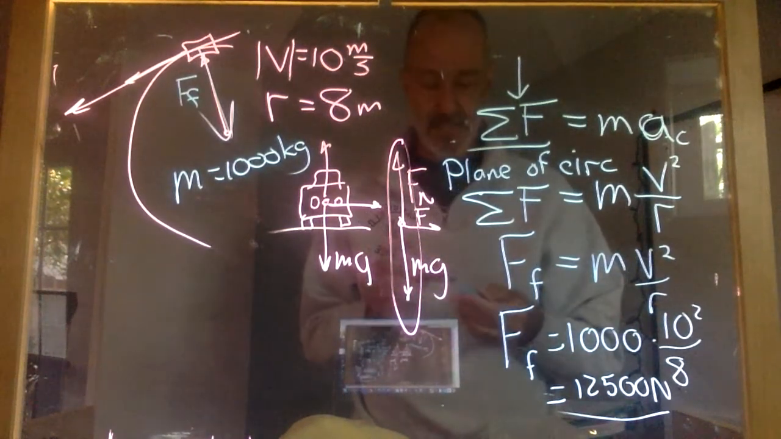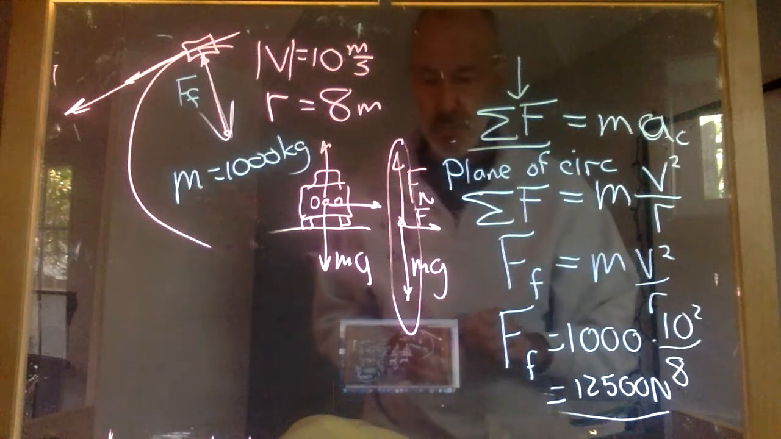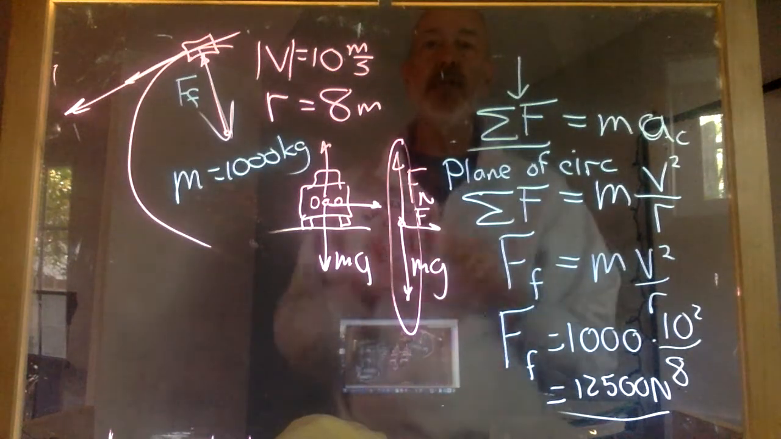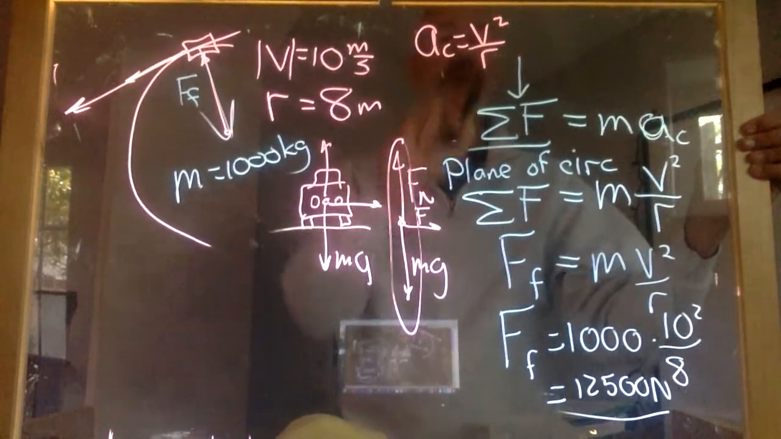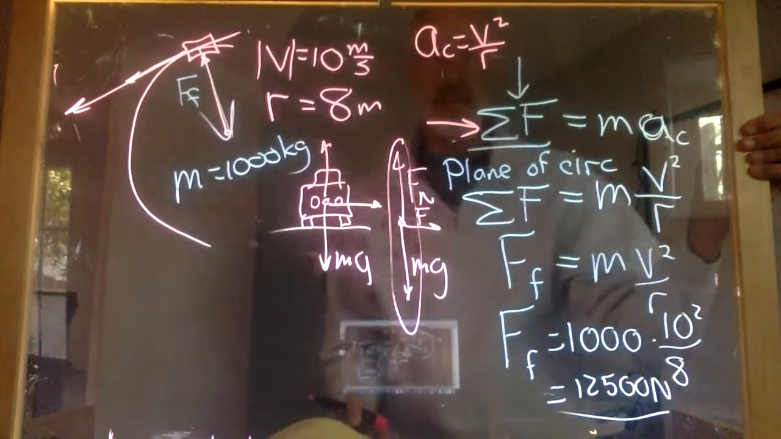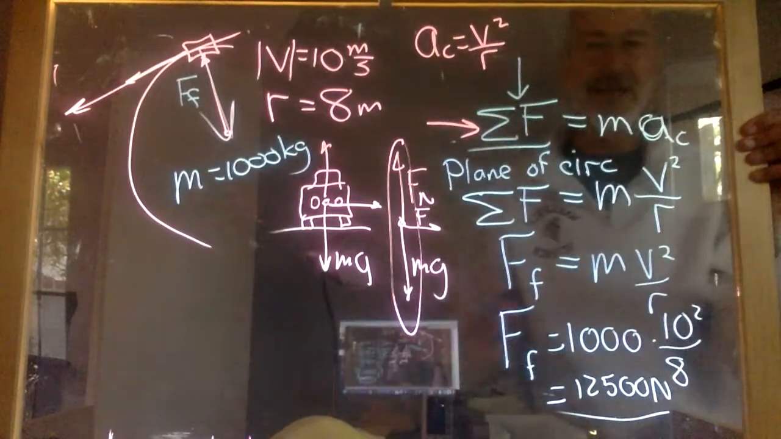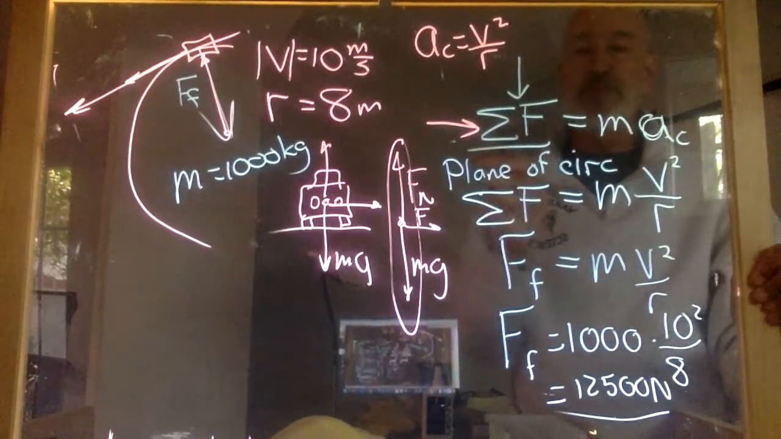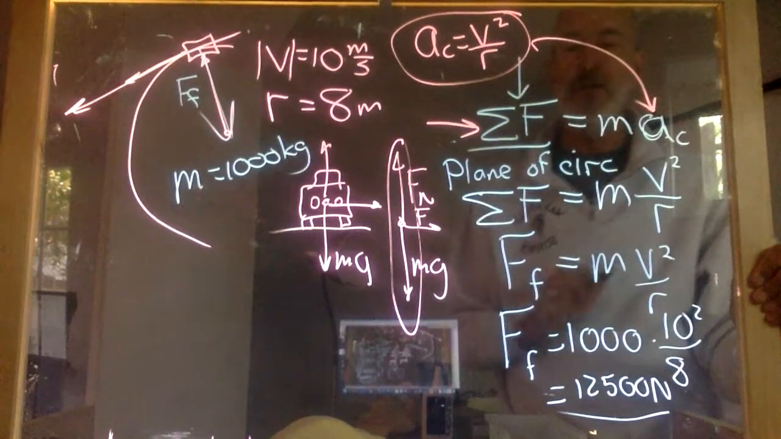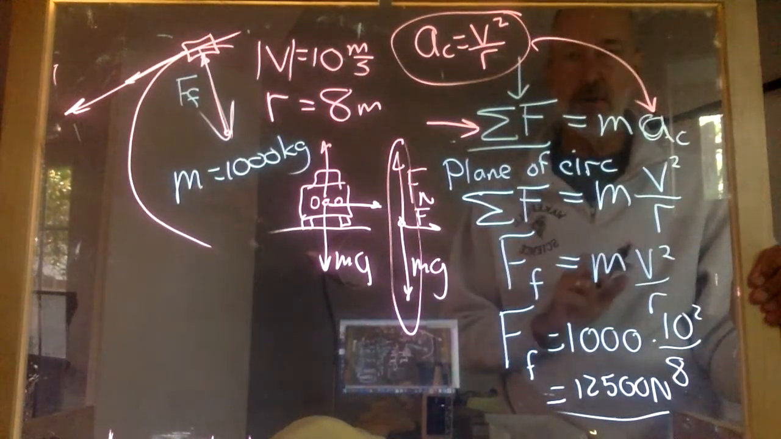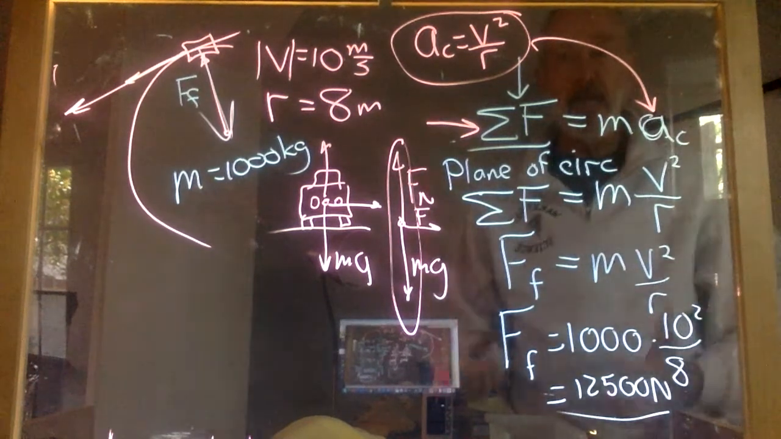That's one other aspect of circular motion. So what do you need to know? You need to know that the centripetal acceleration is v squared over r. We do our Newton's second law. Sum of forces equals ma. We substitute this in for the acceleration in the plane of the circle, and we figure out what forces are acting in the plane of the circle, and we can solve.